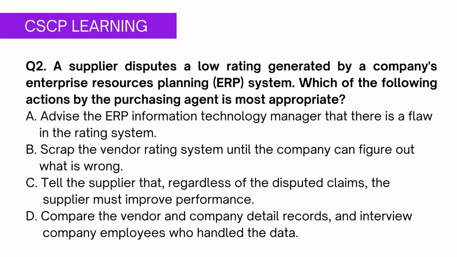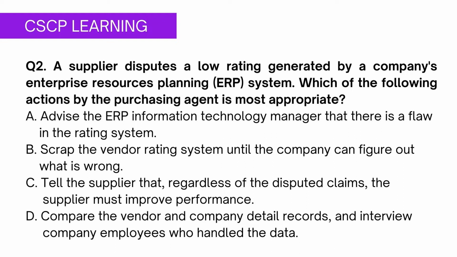Let's see what we have in option C. Tell the supplier that regardless of the disputed claims, the supplier must improve performance. That's too harsh. Always remember that suppliers are your partners and you have to work in collaboration with them. They are the ones who can make your product or break your product. Therefore, you have to honor their requests. Since this is a harsh and inappropriate action, this is not the correct choice too.